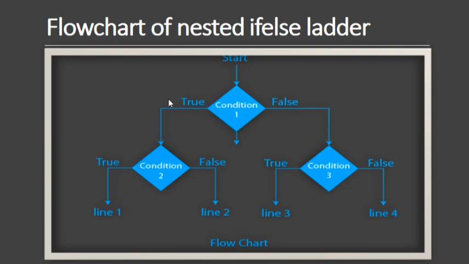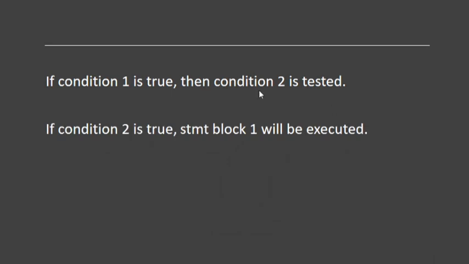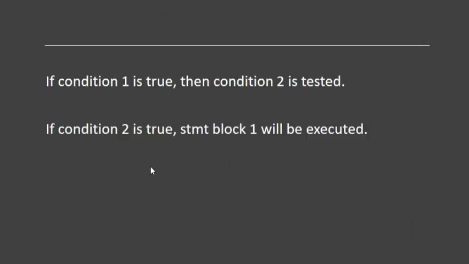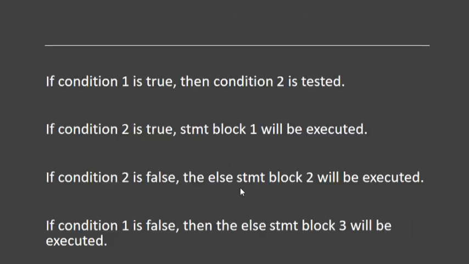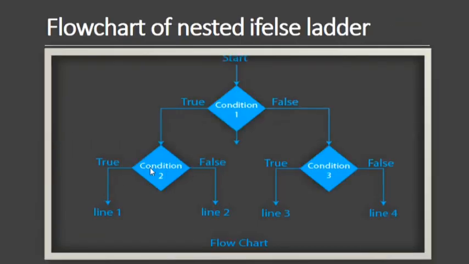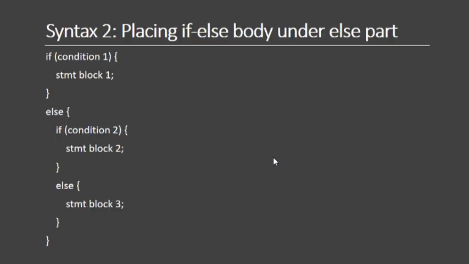Once the condition is true, it comes into the other if else condition. Inside the if there is another if else condition. If the condition is false, that is the else, within that also I am providing an if statement and else statement. If condition one is true, then condition two is tested. If condition two is false, the else statement block of condition two is executed. So this is the first case we have seen.